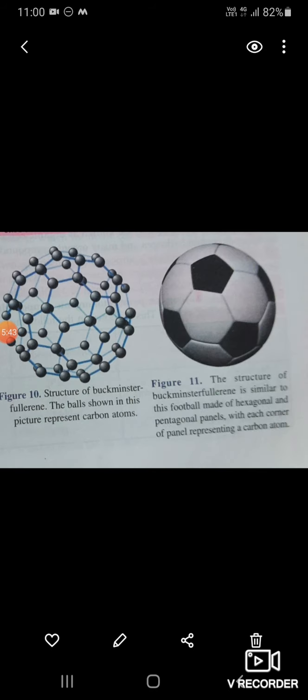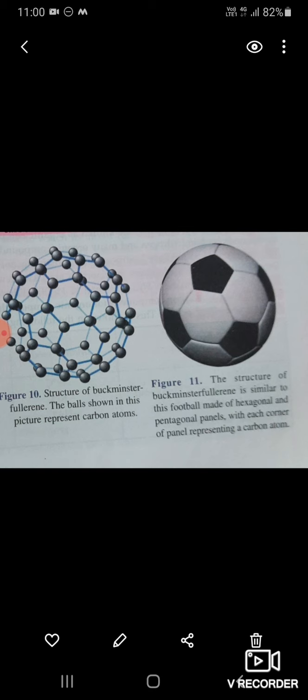The third allotrope of carbon, which was recently discovered, is Buckminster fullerene. Buckminster fullerene is an allotrope of carbon containing clusters of 60 carbon atoms joined together to form spherical molecules. Since there are 60 carbon atoms in a molecule of Buckminster fullerene, its formula is C60.